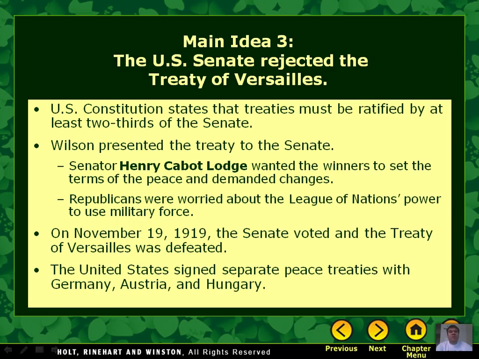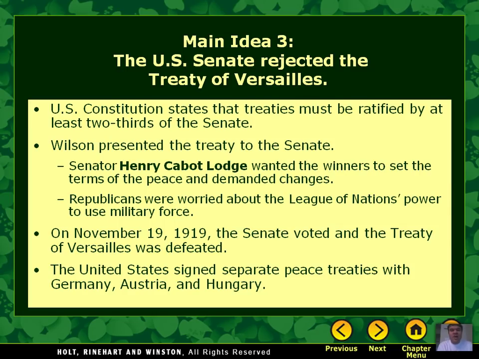So President Wilson goes over to France, agrees to this treaty, and in return, he believes that the League of Nations is going to be formed. Well, you have to understand that the United States Constitution states that treaties cannot be signed by the president alone. They have to be ratified by two-thirds of the Senate. So Wilson comes back and presents the treaty to the Senate. But there were senators who had problems with it.